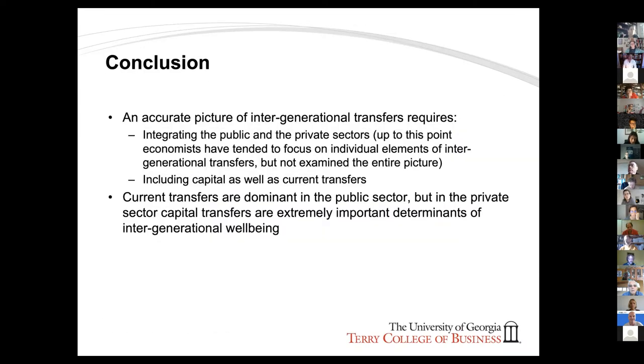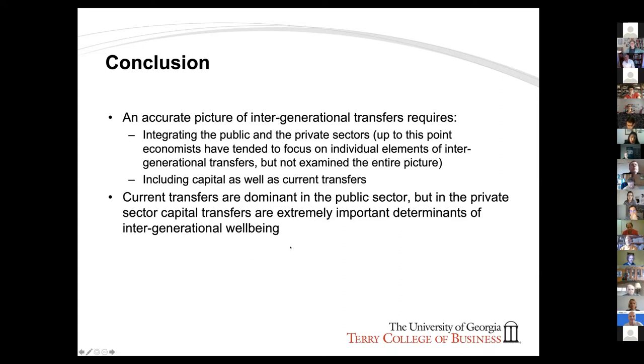So really, we could talk about this paper for a long time. There's a lot more in it that I haven't shown you. But we argue that the important point that it shows is that if you want an accurate picture of intergenerational transfers, it requires two things. First, it requires that you integrate both the public and the private sectors. Up to this point, economists, we think anyway, have tended to focus on individual elements of the intergenerational transfers, but they've not examined the entire picture. And this is despite a debate on Ricardian equivalence that goes back about 200 years.